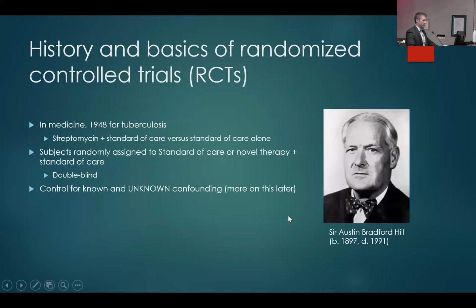Had to throw a picture of this guy in because he also had a bow tie on. But this is Dr. Bradford Hill from the United Kingdom. Right after World War II, he was a physician, and he came up with this great idea. A lot of people post World War II were suffering from tuberculosis, and the standard of care at the time was really just bed rest, don't do a lot.